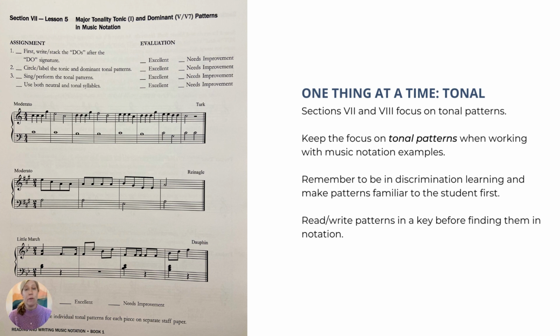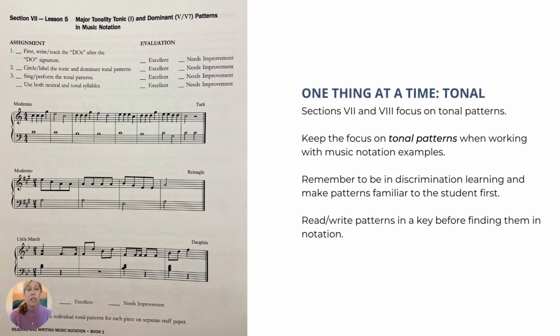For tonal, when we want to focus one thing at a time, we can remember that sections 7 and 8 of the book focus on familiar tonal patterns and unfamiliar tonal patterns. We want to remember to be in discrimination learning in this section. So that means we're still guiding the student to the answer. We are modeling doing the activity first, and then they complete the activity. For example, they're reading the familiar patterns first, and then they are copying them down.